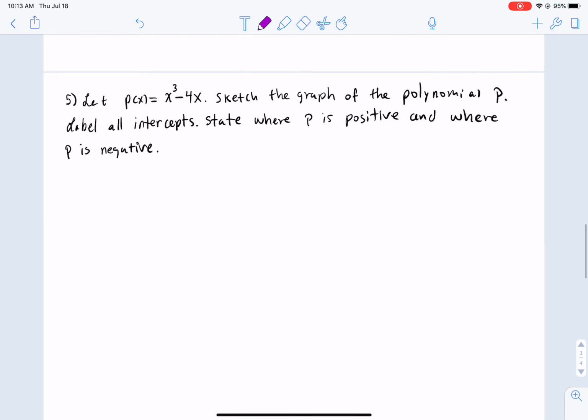Here is a 3rd degree polynomial, p of x. Let's factor this out. We have x cubed minus 4x, so maybe we can factor out x. If we do that, we're going to have x squared minus 4. Can x squared minus 4 be factored? x minus 2 and x plus 2. And that's it. This is the factor form of x cubed minus 4x.